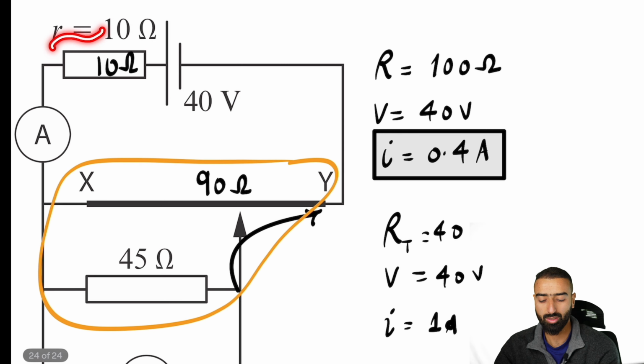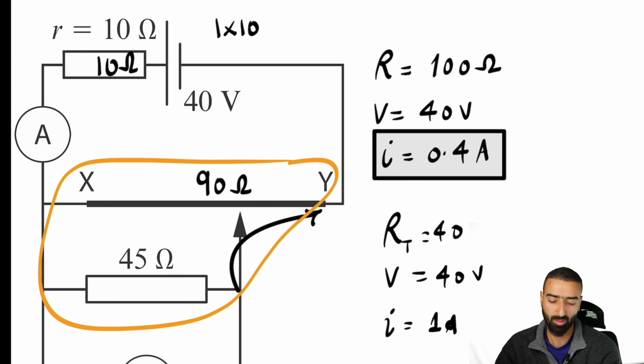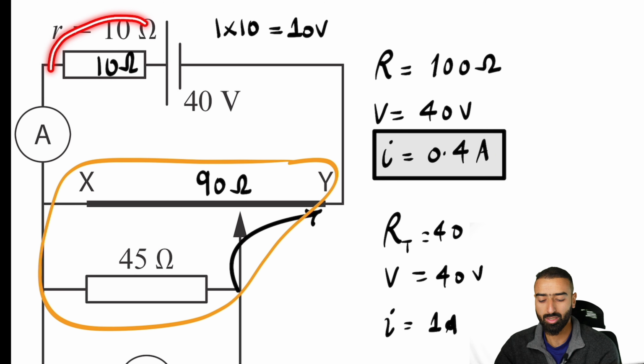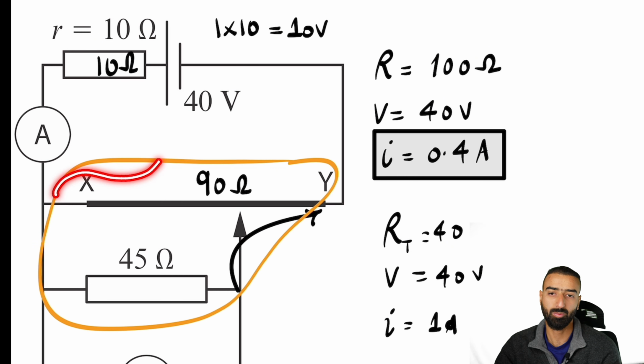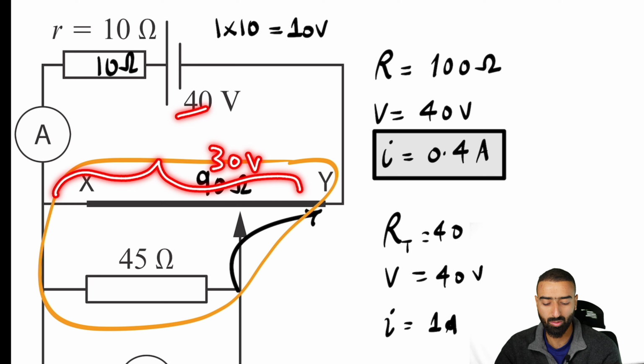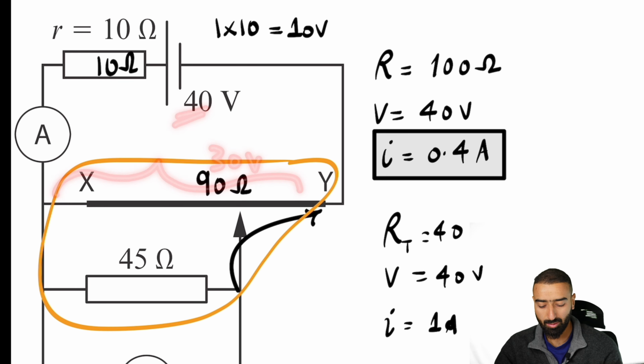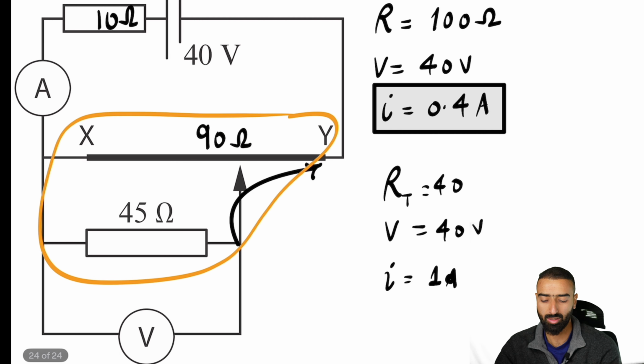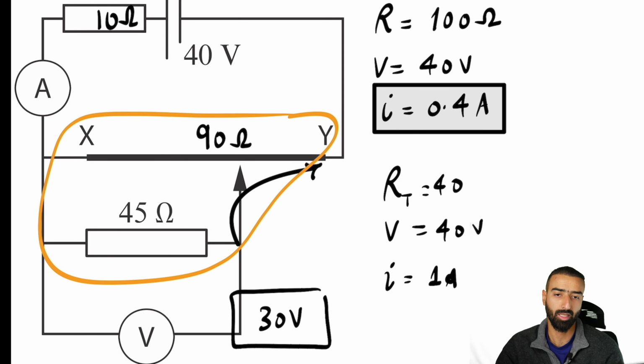What's the voltage across this resistor? It would be current, which is 1 ampere, times the resistance, which is 10 ohms. That gives us 10 volts. So there's a potential drop of 10 volts across this. Therefore, there must be a voltage drop of 30 volts across this set because the total has to be 40. That means the voltmeter is going to measure 30 volts, and that's the maximum reading it can have.